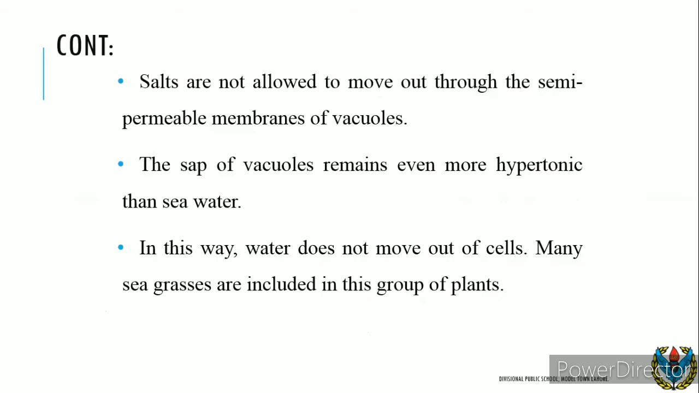Salts are not allowed to move out through the semipermeable membrane of the vacuoles. The sap of the vacuole, the vacuolar water, is composed of water and salts. They remain even more hypertonic than seawater. That has happened due to active transport. In this way, water does not move out of the cells. Many seagrasses are included in this group of plants.